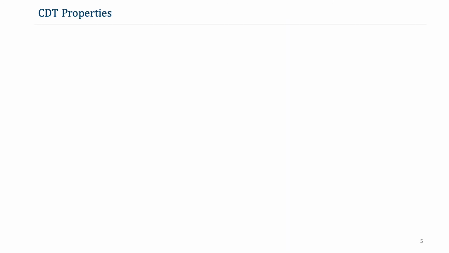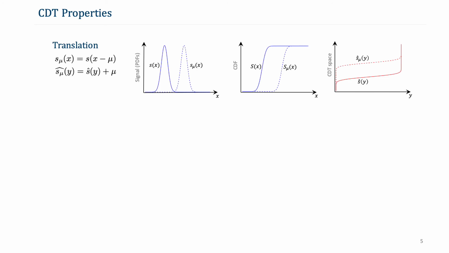So let's look at these properties in a more visual way. By simply using the property that we just derived, where if we have some modified version of our signal, the transform of the signal is the inverse of the modification applied to the transform of the original signal. For example, if we translate a signal by some value mu, here's our original signal and here is S mu, translated by some amount mu along the x-axis.